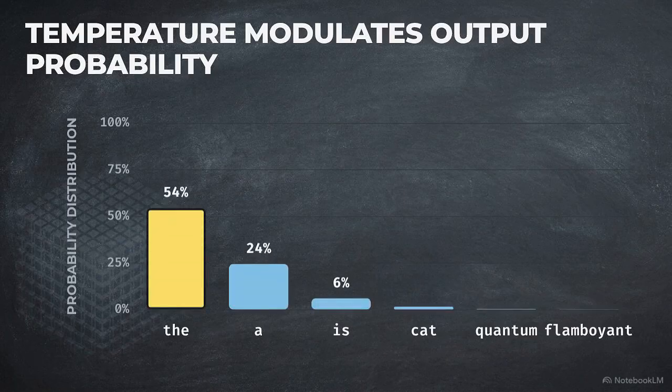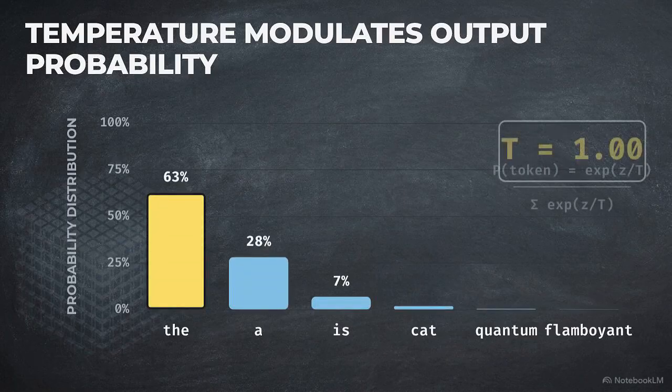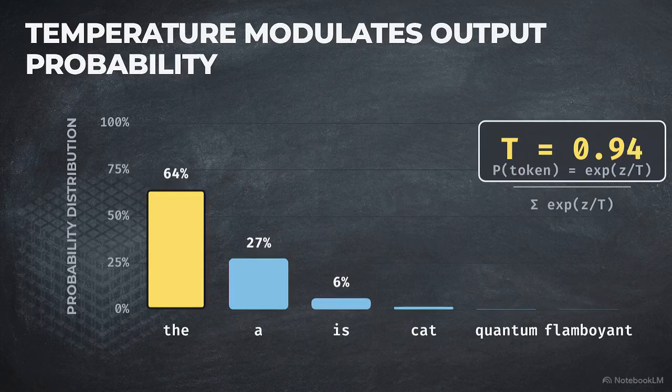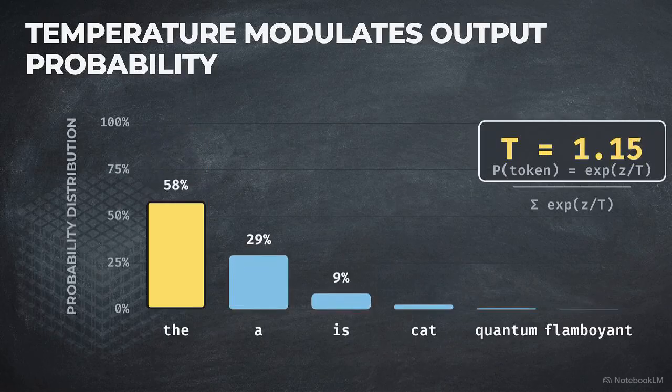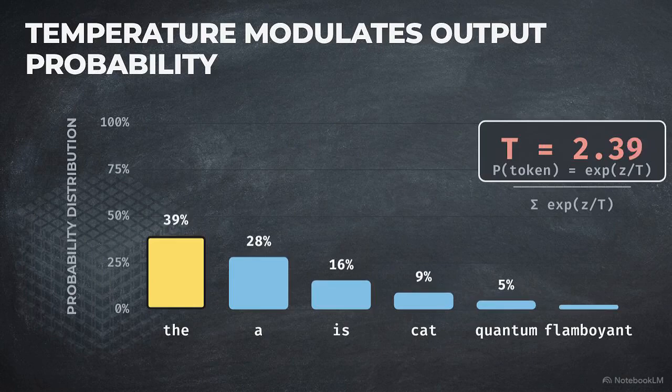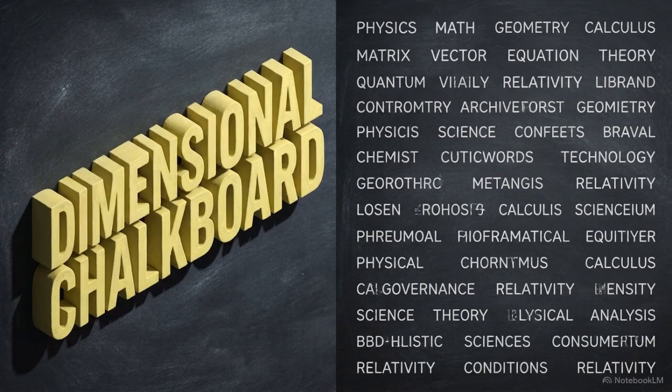To turn these scores into probabilities, we pass them through a final softmax equation, which includes a variable called temperature, or T. When the temperature is low, the math exaggerates the highest scores, making the model more deterministic. At temperatures above 1, the scores are compressed, allowing lower probability words to be selected more frequently. The temperature parameter acts as a statistical lens, determining whether the model selects the most probable next word or explores lower probability alternatives.